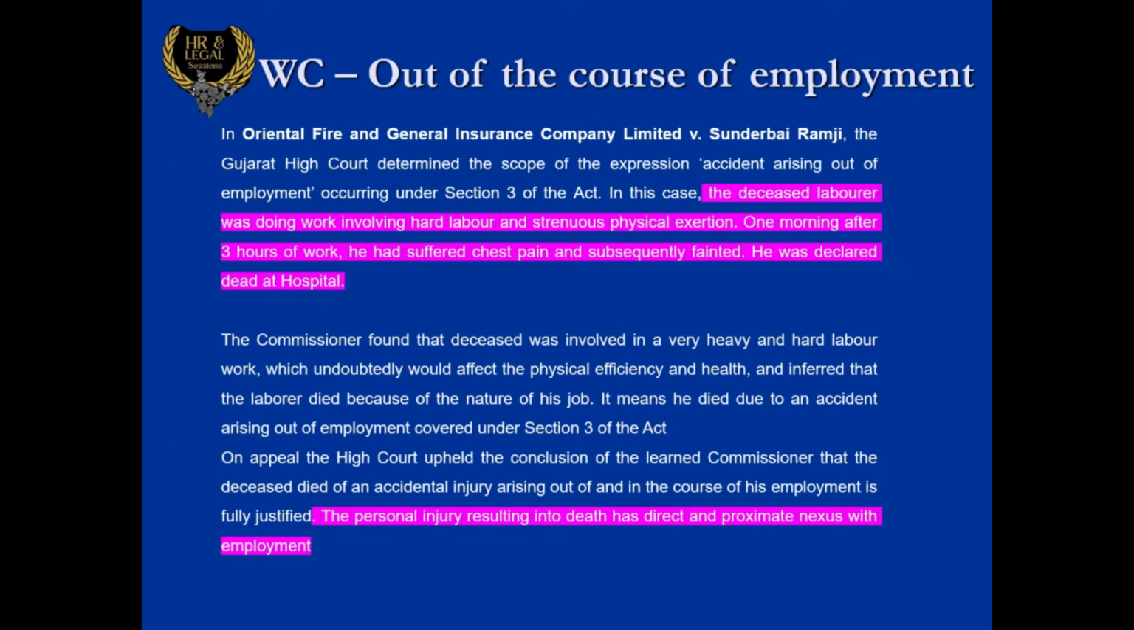The commissioner asked the insurance company to give the money to the deceased, but the insurance company declined, stating that the employee already had a pre-existing disease, so they couldn't entertain this claim. But the court said that the personal injury resulting in the death has a direct and proximate nexus with the employment. Because he was doing the job, he met with an accident and died, so we have to give the compensation to the victim. That is the case of Oriental Fire and General Insurance Company Limited versus Sundarbai Ramji.